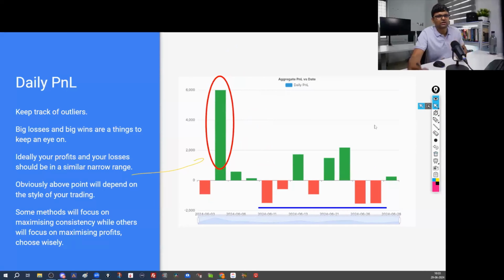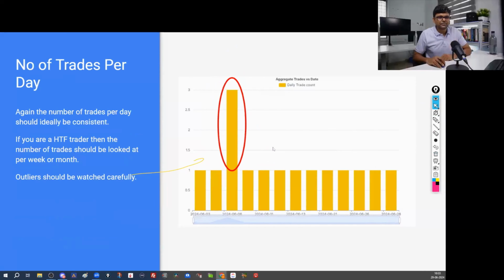Now, if you are not tracking data, you don't have any idea when you are moving away from your normal trading behavior. Make sense? All right. Now, let us move.